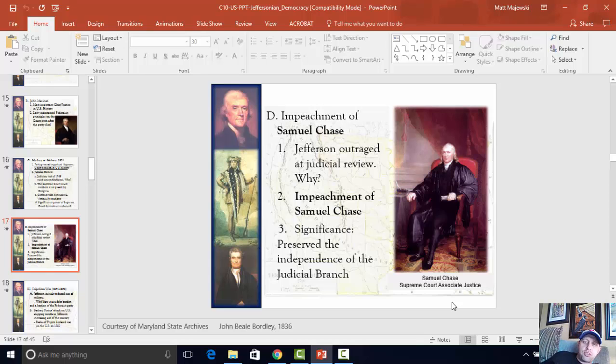And so they tried to impeach one of Marshall's allies on the court, a judge that agreed with him named Samuel Chase. Why? Well, there were rumors that Chase maybe was drinking on the job, and was incompetent to serve because of that. They tried to remove him. It failed in Congress. Jefferson was upset by that, but that's an important thing.